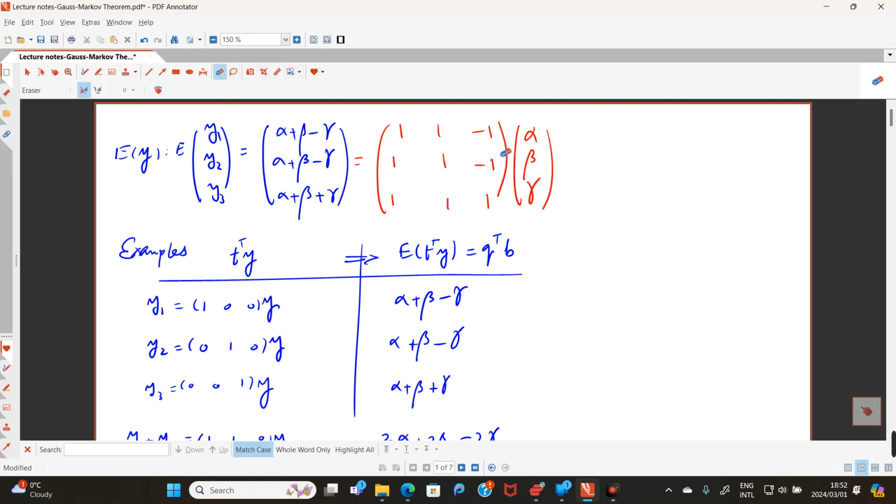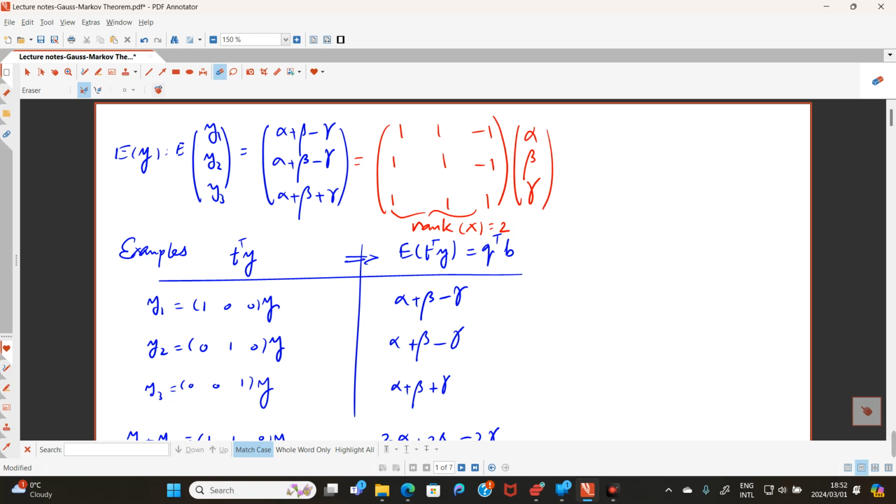And in this design matrix, if you look at it, we have two independent columns. These two columns are the same. So we have two independent columns, so the rank of matrix X is equal to 2. So I can call this matrix X.